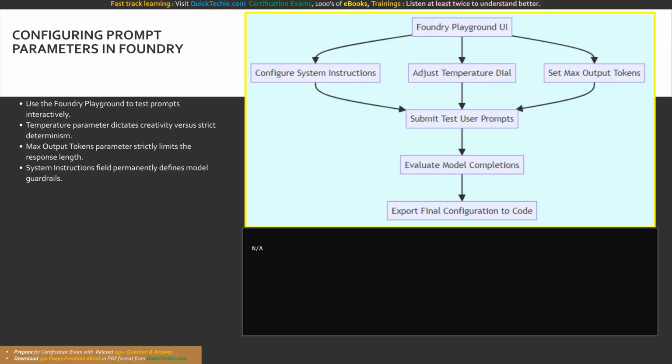The Foundry Playground features a View Code button that generates the exact Python or cURL payload, reflecting your current UI configurations. This is incredibly useful for developers, as you can tune the temperature slider and edit the system instructions visually, and then instantly copy the perfectly formatted JSON dictionary directly into your application source code. This visual breaks down the Foundry Playground testing loop. Within the UI, developers configure system instructions, adjust the temperature dial, and set max output tokens.